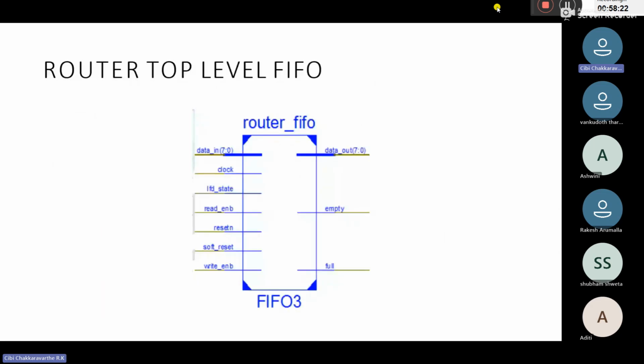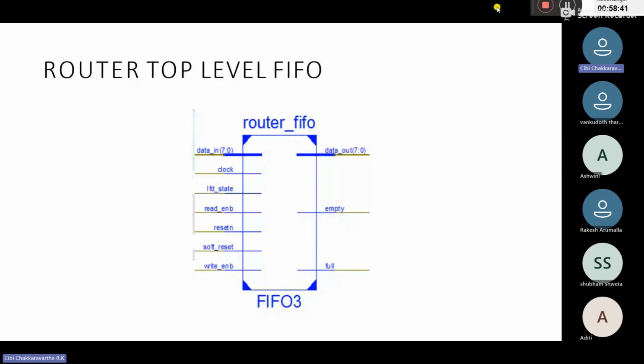that packet, or our destination can read the packet. It's like that only. If the read enable is high, then only our destination can read the packet. Then we have reset. We all know. Then see, there are two types of reset. One is soft reset. One is hard reset.